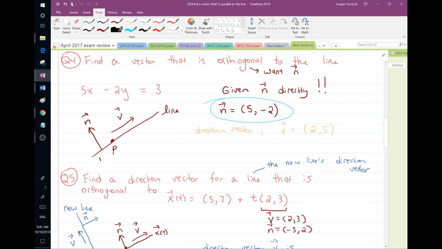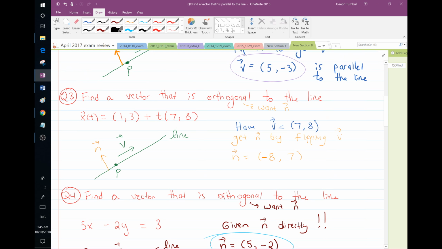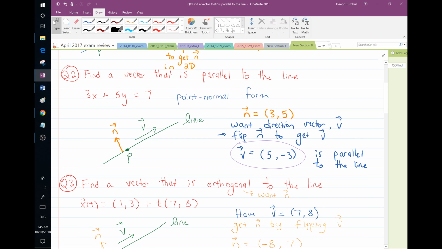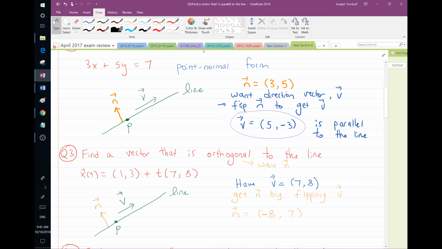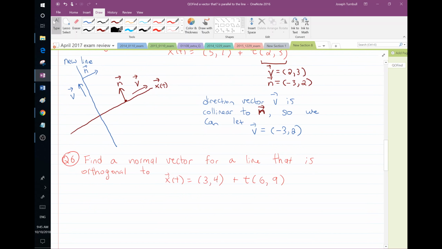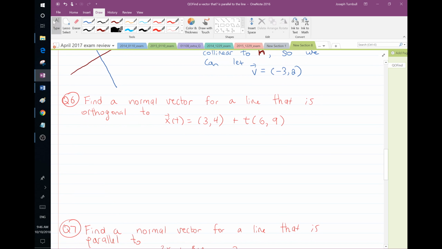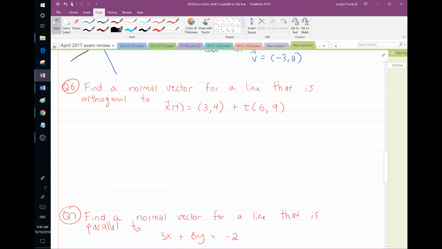I'm going to go back up and make sure I didn't screw any of these up. No, there's only one line involved in these. Yeah, they're not asking about relationship between two lines, so that's good. Okay, I'll do a bunch more of those because they're confusing. Find a normal vector for a line that is orthogonal to this given line. Okay, here we go again.